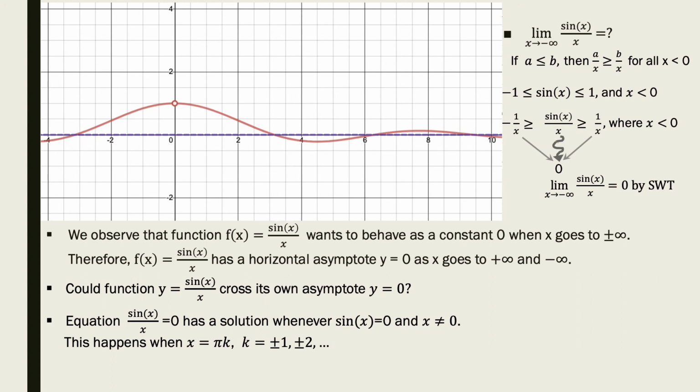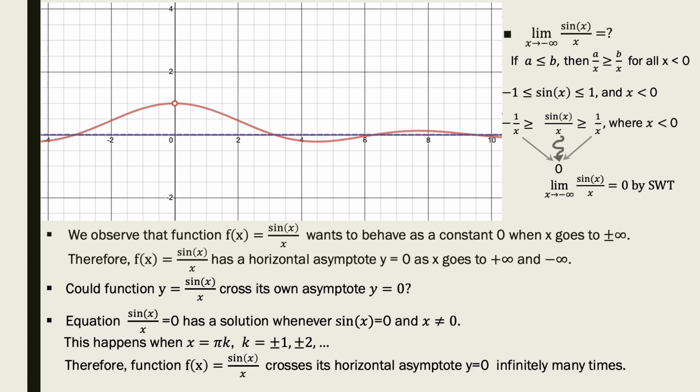So let's set sine of x over x equal to y equals 0. Sine of x over x is equal to 0 whenever sine of x is equal to 0, but x is not equal to 0 because we cannot divide by 0. This happens when x is equal to pi or minus pi, 2 pi, minus 2 pi, 3 pi, or minus 3 pi. We can write this as x equals pi k, where k is plus or minus 1, plus or minus 2, and so on.